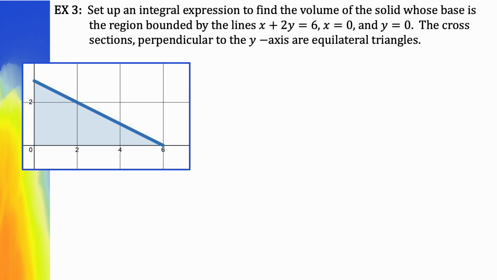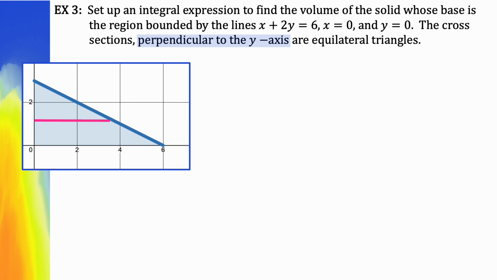Set up an integral expression to find the volume of the solid whose base is the region bounded below by the lines x plus 2y equals 6, x equals 0, and y equals 0. The cross sections are perpendicular to the y-axis, and we have equilateral triangles.